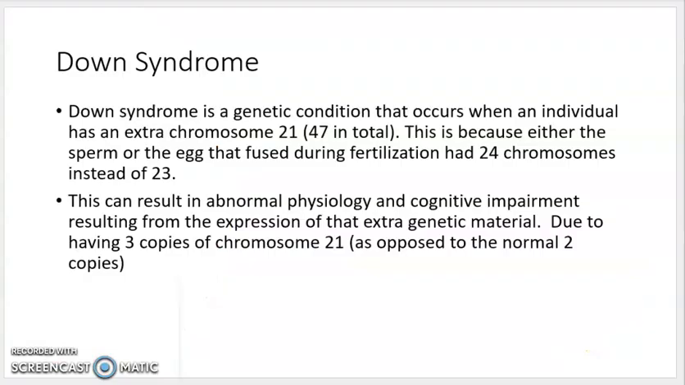What is Down syndrome? Down syndrome is a genetic condition that occurs when an individual has an extra chromosome 21. This is because either the sperm or the egg that fused during fertilization had 24 chromosomes instead of 23. This can result in abnormal physiology and cognitive impairment resulting from the expression of that extra genetic material due to having 3 copies of chromosome 21 as opposed to the normal 2 copies.